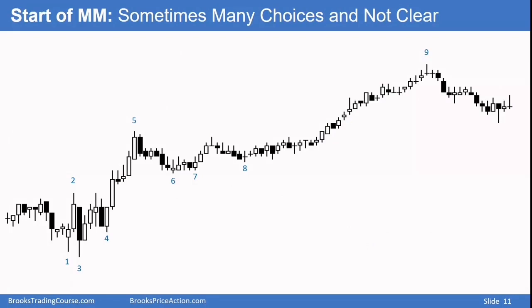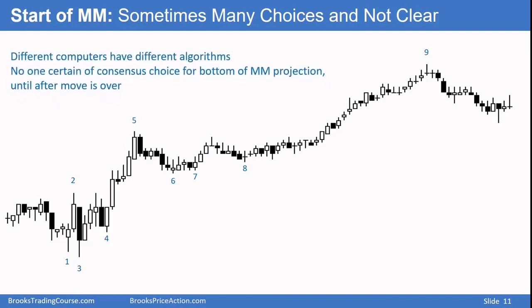Sometimes when you have a measured move, it's hard to know where the start of the leg up began. There are often many choices. Did the bull trend begin here, the lowest price? Or did it begin here after a trading range? Or did it begin here, and is this just an outlier? Bull trend, pullback, and then start of leg 1 up.